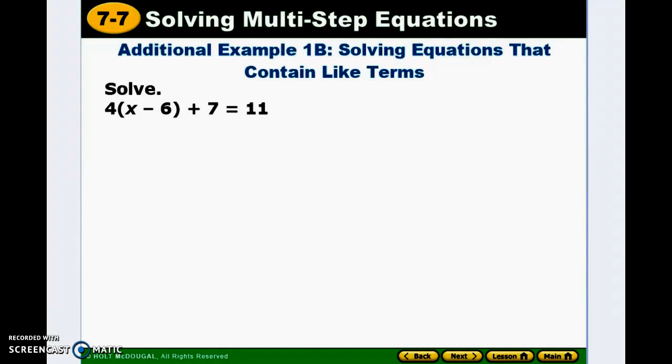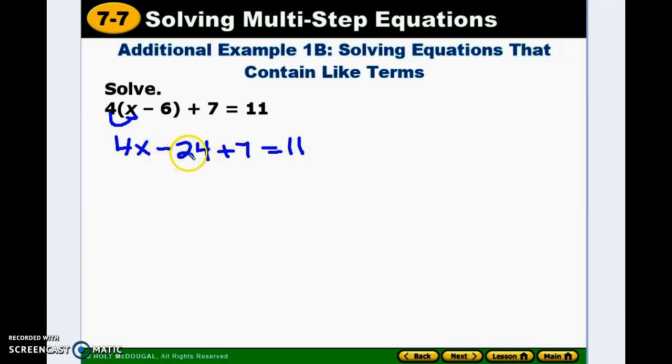Alright, so here is another example. This is saying 4 times the quantity of x minus 6, plus 7. With the 4 here, we have to distribute the 4 because it's 4 times x minus 6, so we have to multiply the 4 out. 4 times x gives us 4x. And then 4 times negative 6, be very careful, this is a negative 6, that'll give us negative 24, plus 7 equals 11.